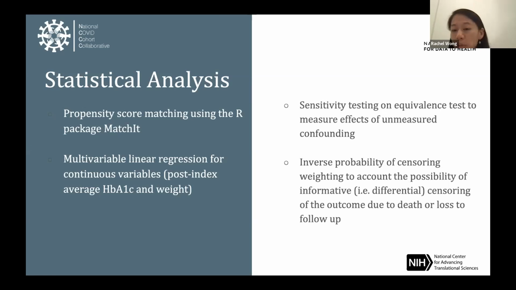And then also, to account for the differential censoring that might have happened due to death or loss to follow-up, we used inverse probability of censoring weighting to account for this. So basically, if patients were more likely to be lost to follow-up or death, they were weighted more heavily in the analyses so that we could try to incorporate those who might have been lost to follow-up.